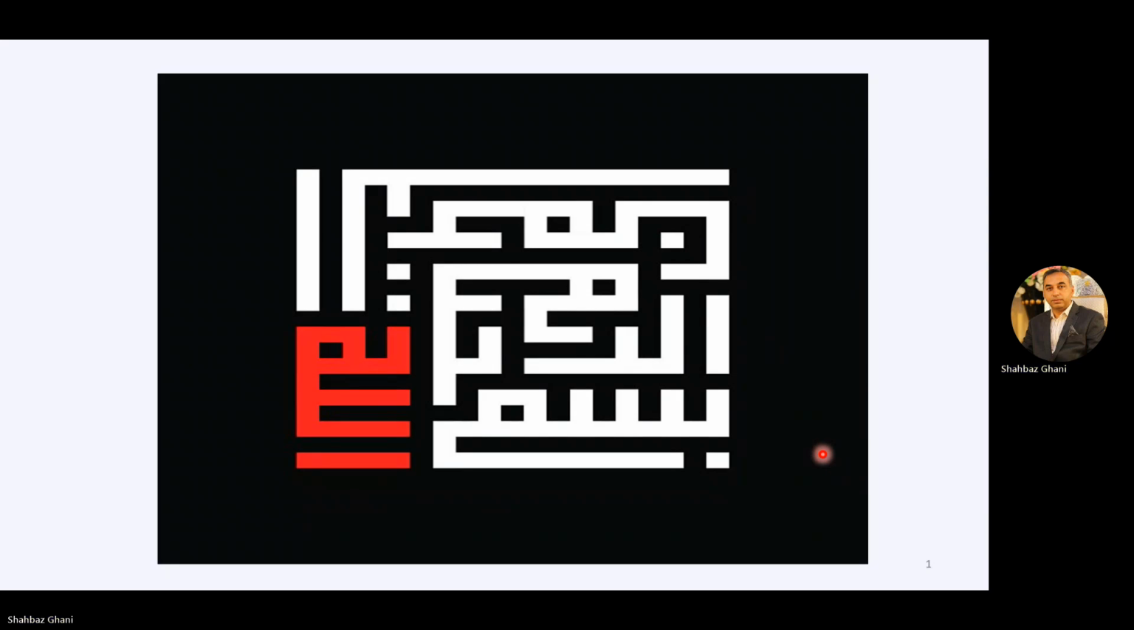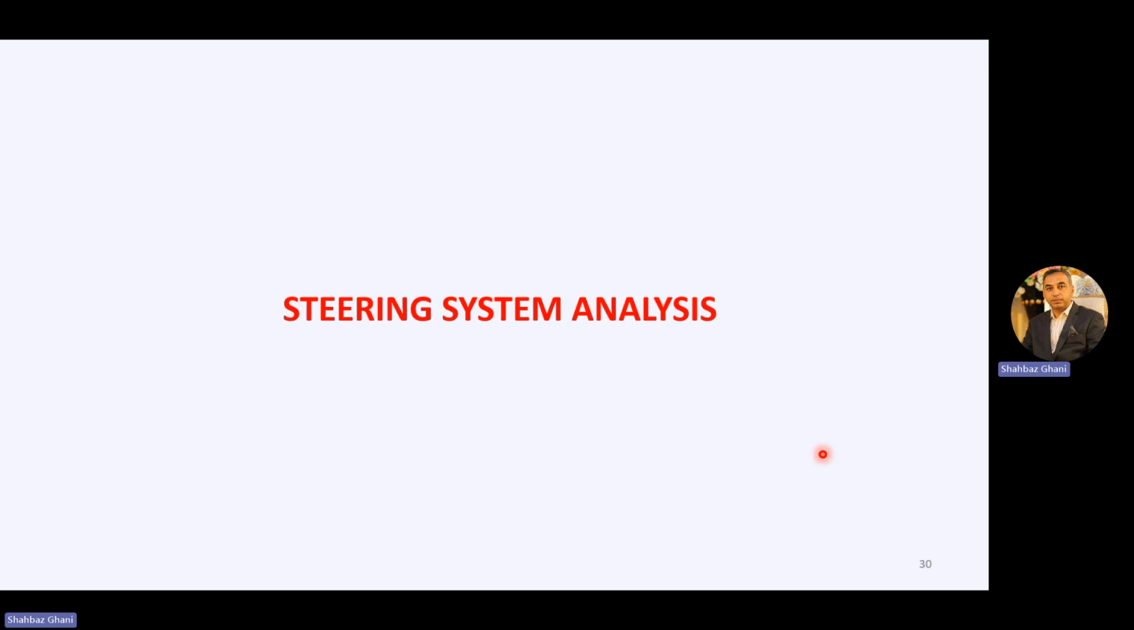Bismillahirrahmanirrahim. Today we will cover the third part of our chapter 7, that is steering system. Today we will cover three subtopics. First is the steering system analysis, then the wheel alignment principles and related alignment problems, and then last is the alignment angles.